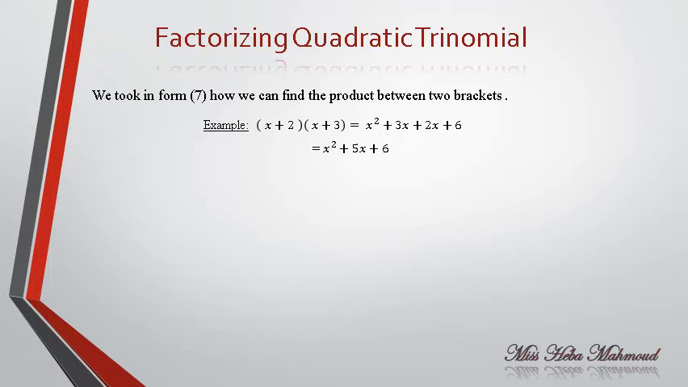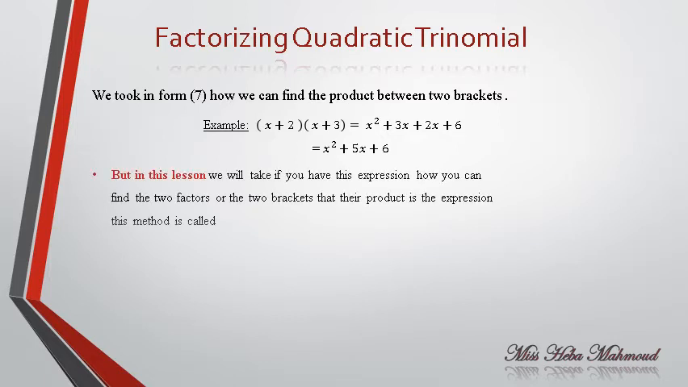Look at the two middle terms, 3x and 2x. They are like terms, so we can add them. So the product will be x power 2 plus 5x plus 6. But in this lesson, if you have this expression, we will find the two factors, or the two brackets, whose product gives you this expression. This method is called factorization.